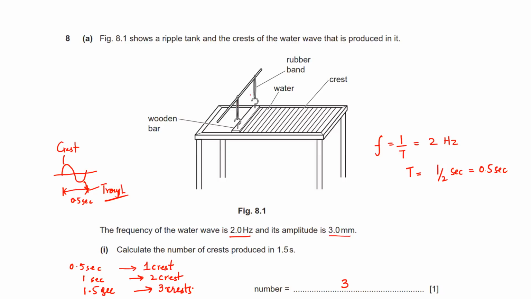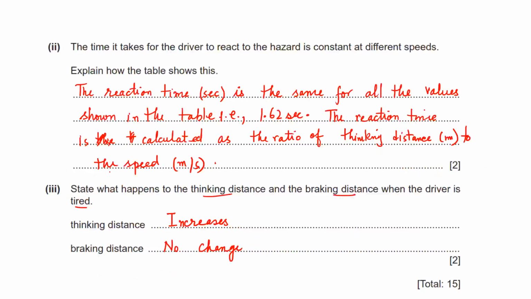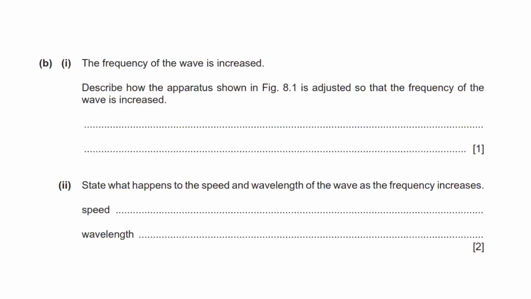If you're going to increase the number of rubber bands, that will increase the frequency. As I've said, shorter and stiffer rubber bands will also increase the frequency. So what are the things? The easiest way is to move the wooden bar up and down more frequently. This will increase the frequency.